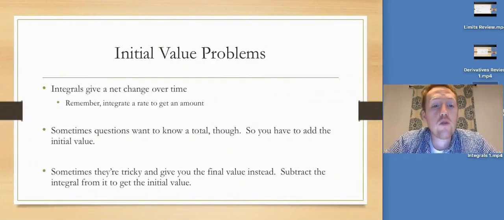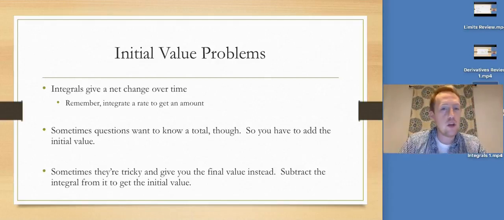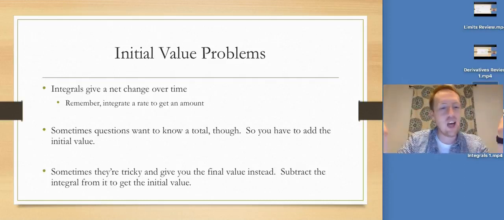Remember, integrals will give a net change. So if you integrate a rate, then you're going to get the change in your original function over some time interval. So sometimes questions want to know a total, though. So all you got to do is, well, I know it changed this much and it started here. Add those together and you're done.